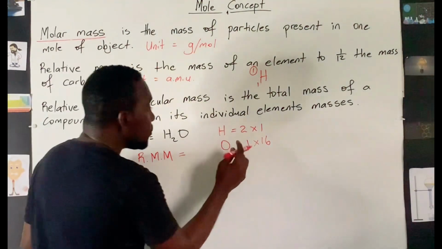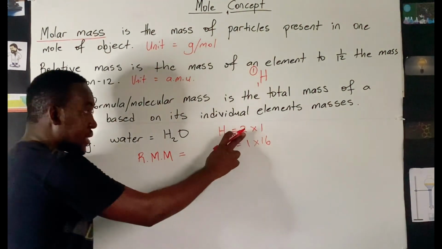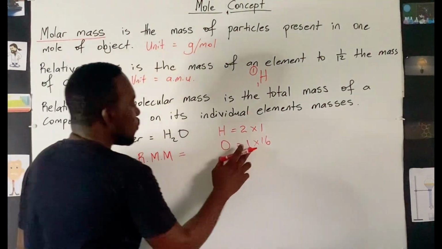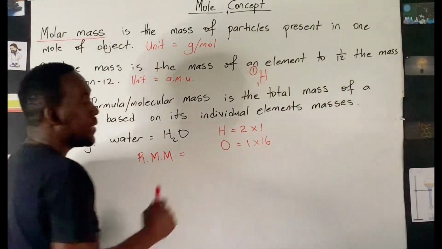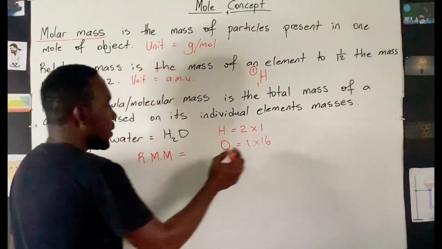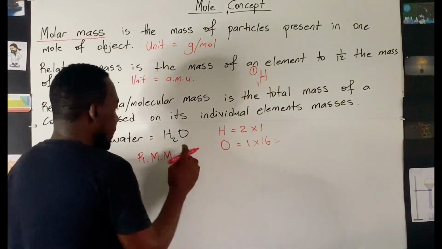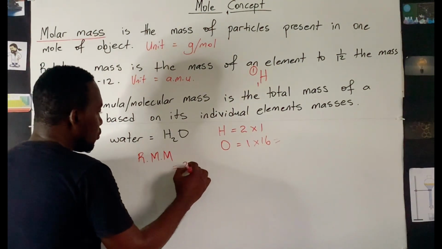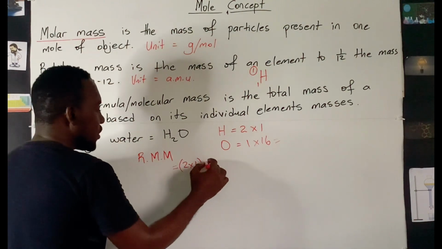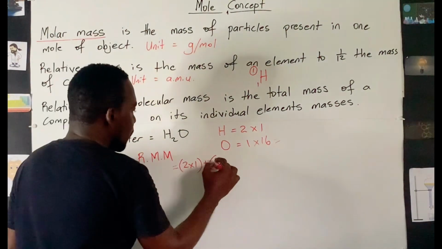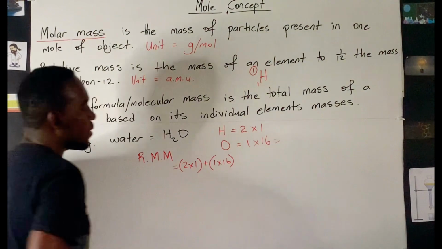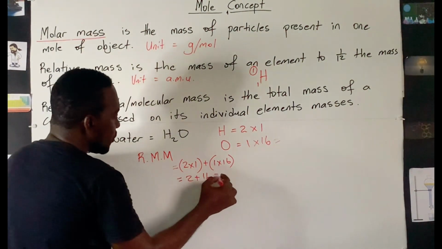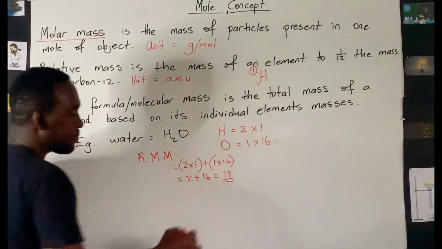So therefore what we do is to multiply that. We have 2 hydrogens, so we multiply it by the 1 mass for each hydrogen, and we have 1 oxygen, so we multiply it by the 16, which is the mass of oxygen. So therefore the RMM value would be 2 times 1, which represents the hydrogen, plus 1 times 16, which represents the oxygen. So this would be 2 plus 16, which would give us 18.